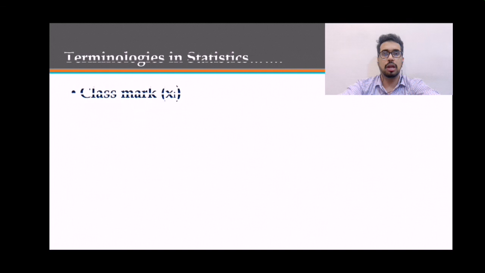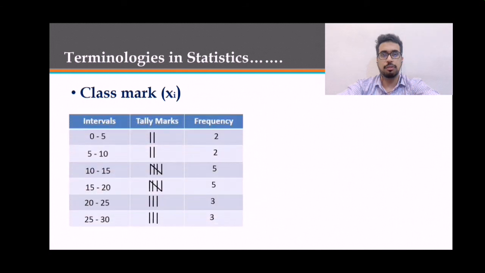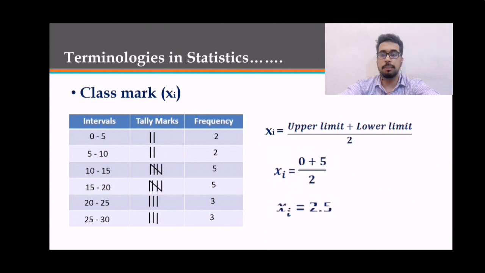Next, let's move on to our class mark. Class mark is the representative of our class interval. Class mark is given by the formula (upper limit plus lower limit) by 2. Considering my first interval, which is 0 plus 5 by 2, which is 2.5. 2.5 is my class mark, that is my class representative of the first interval.